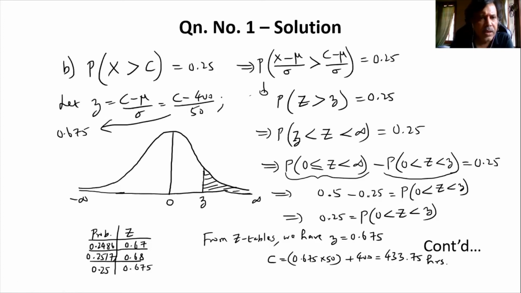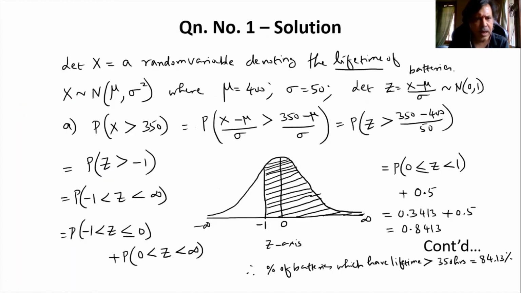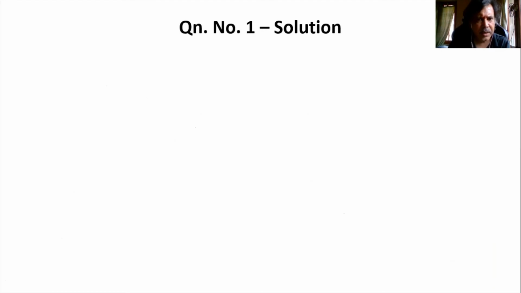Now let us go back to the question. There is one more question: the proportion of batteries which have lifetime between 300 and 500 hours. Proportion can also be said as probability. So we need to find the probability that X lies between 300 and 500. Let's do that. Anyway, this is A, this is B. Now proceed to C. We are supposed to find the probability of X lying between 300 and 500. That is what we have to find.